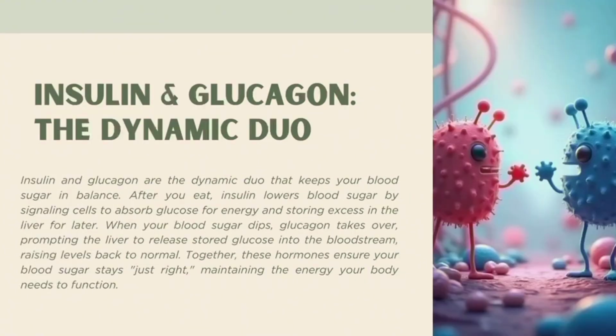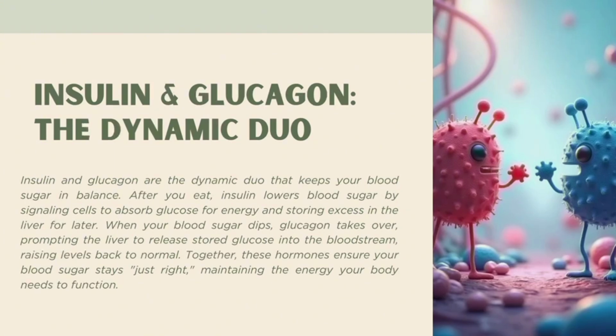Now, the main players here are insulin and glucagon. Think of them like the best friends who help keep things in balance. Insulin is the good guy here. After you eat, your blood sugar rises, so insulin comes in to help. It's like your body's sugar controller, telling your cells, hey, grab that glucose and use it for energy. Insulin also helps your liver store extra glucose for later, kind of like putting leftovers in the fridge for the future. So insulin's job is to lower your blood sugar after meals.